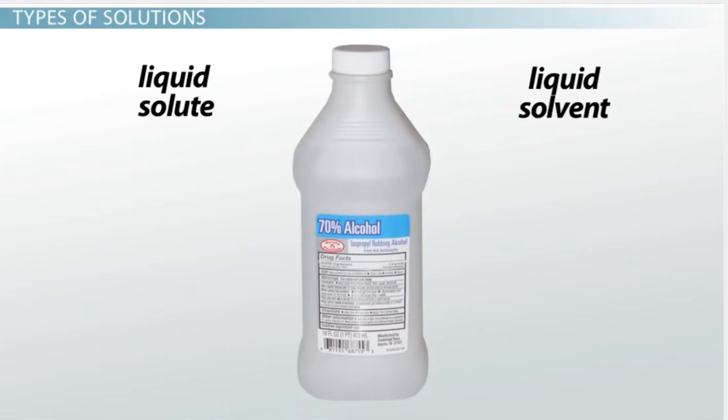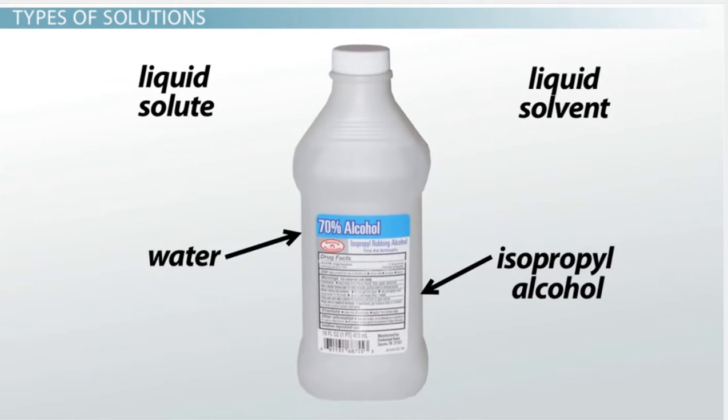An example is 70% isopropyl alcohol, which is a mixture of alcohol and water. In this case, imagine 70 milliliters of isopropyl alcohol mixed with 30 milliliters of water. Since the alcohol makes up the majority of the solution, that makes it the solvent. Water makes up the minority of the solution. It only takes up 30 milliliters out of 100 milliliters, therefore it is the solute.